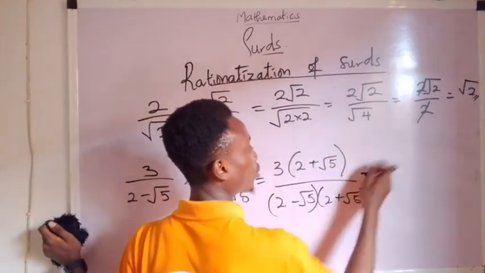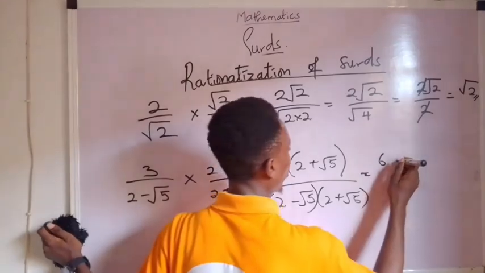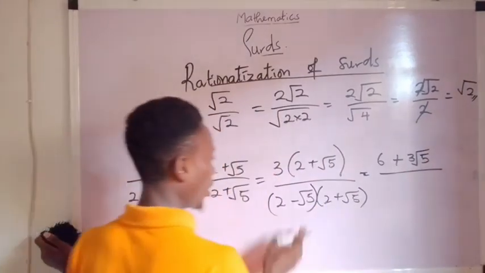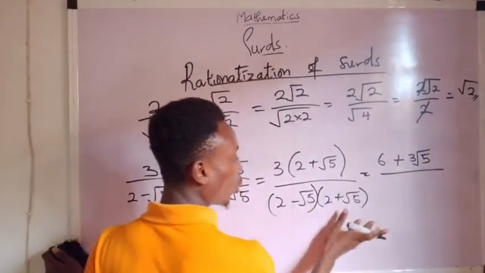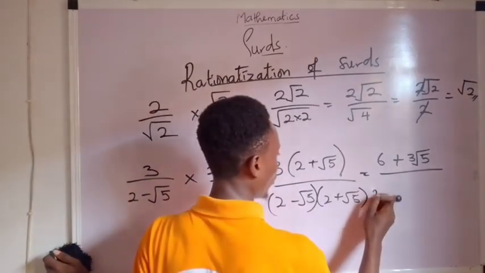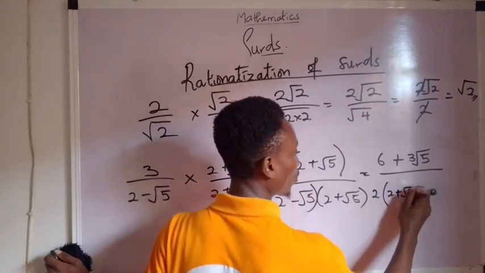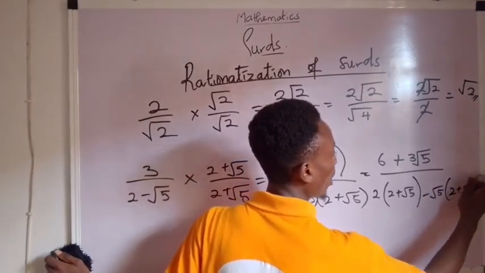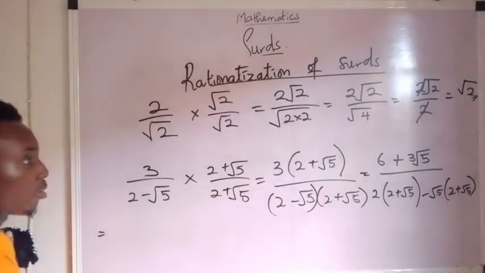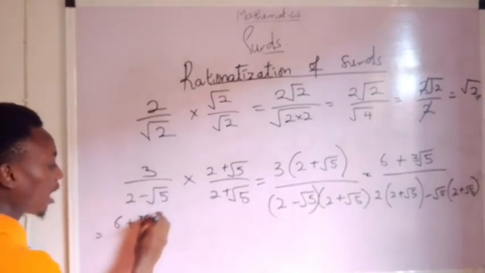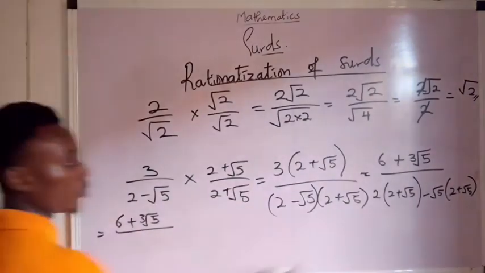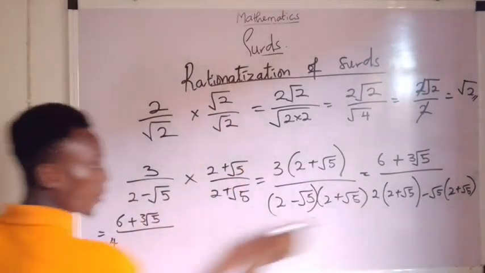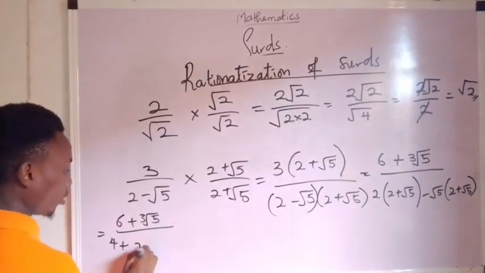We now have what? 3 times 2, 6. 3 times root 5 will give us what? Plus, take note, 3 root 5, over, expand this. You can use this one to expand this one or vice versa. It works either way. You have 2 open bracket 2 plus root 5, minus root 5 open bracket 2 plus root 5. Now we'll have what? 6 plus 3 root 5 over 2 times 2 gives us what? 4. 2 times root 5 gives us what? Plus 2 root 5.